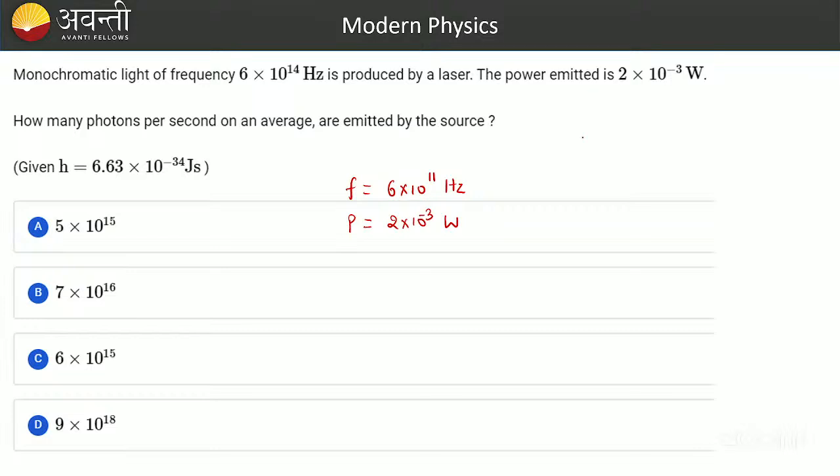Look, we know power is nothing but the rate of doing work, so itself it is per second. Try to solve it. I'm giving you 1 minute to solve this. Try to solve it out.